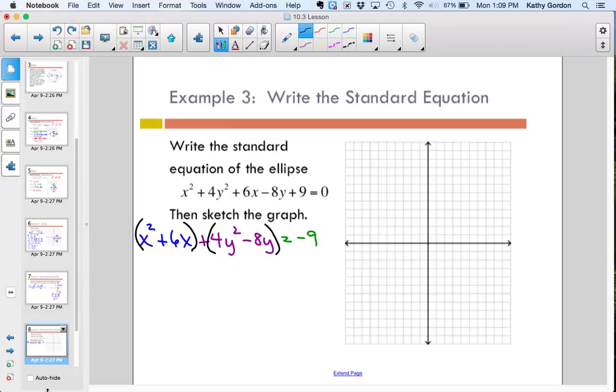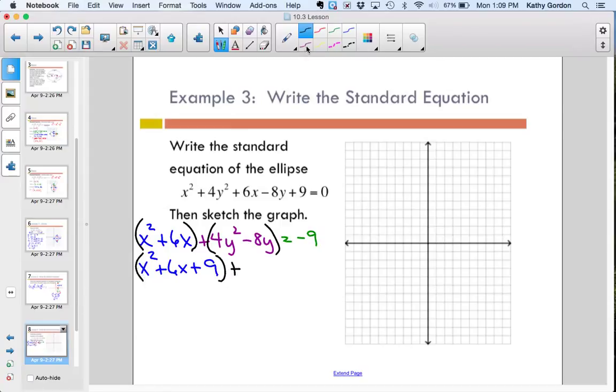So, for the x's, what do I need to add to x squared plus 6x to complete my perfect square trinomial? 9. Half of 6 squared is going to be 9. Okay?